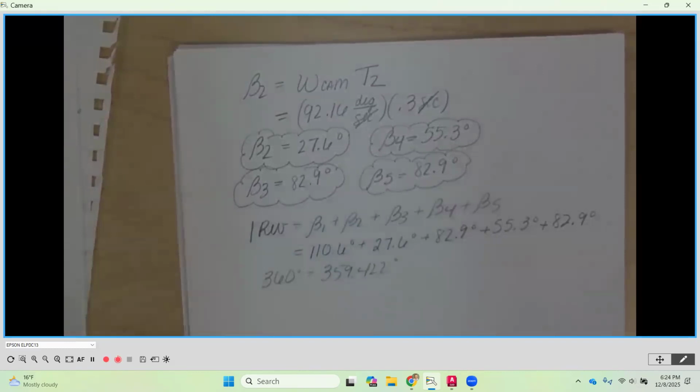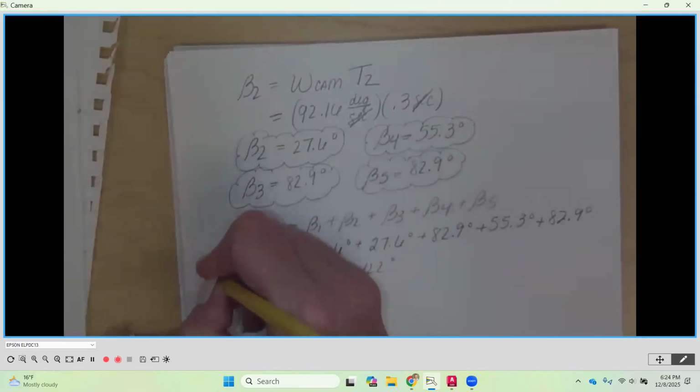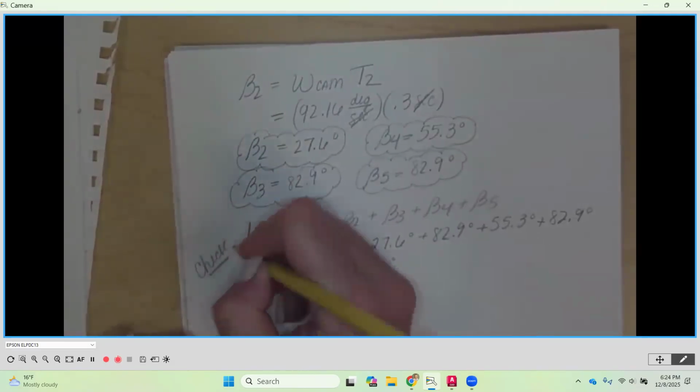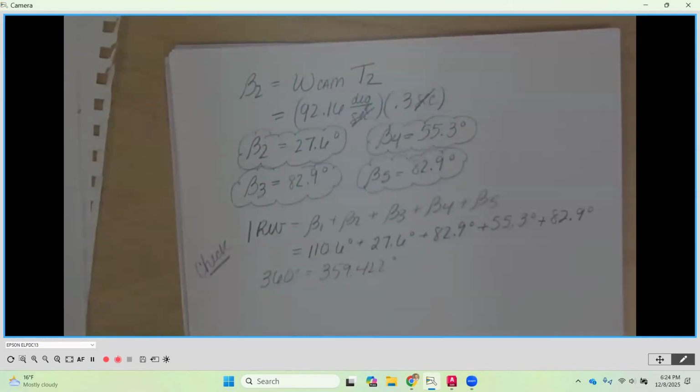359.422. Yeah, I did it earlier. Yeah. And that's considered 360 degrees. We're good. Okay. All right. So this is truly just a check. Okay, that's just a check before you then start using the numbers. Okay. So any questions about cam rotation, times, and betas?